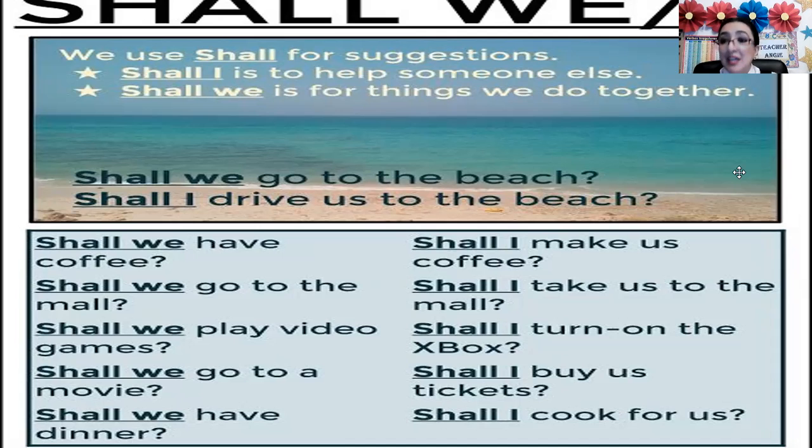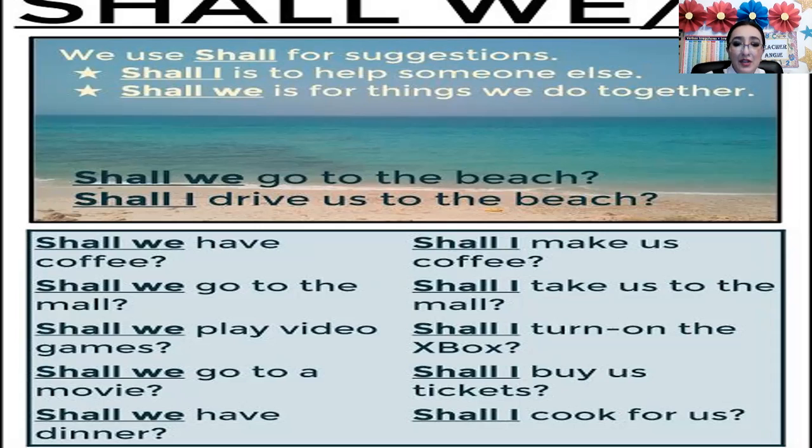Remember, should is for asking advice. Shall is when I am asking if I can help you in a specific or in a general way. Okay, shall we have coffee together? Shall I make us coffee? Shall we go to the mall? Shall I take us to the mall? ¿Debería llevarlos al mall? ¿Deberíamos ir al mall? Acuérdate, para preguntas solamente vamos a usar el shall con we y con I. ¿Sale? Y cuando decimos shall we, es para cuestiones que hacemos juntitos. Y shall I es cuando yo estoy para ayudar a alguien más, ofrecer mi ayuda, preguntar cómo te voy a ayudar, ¿no?